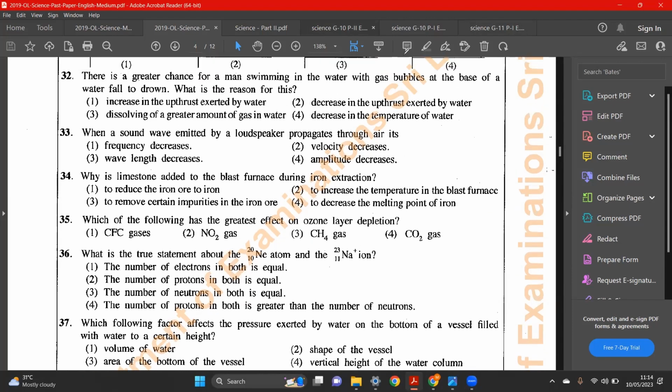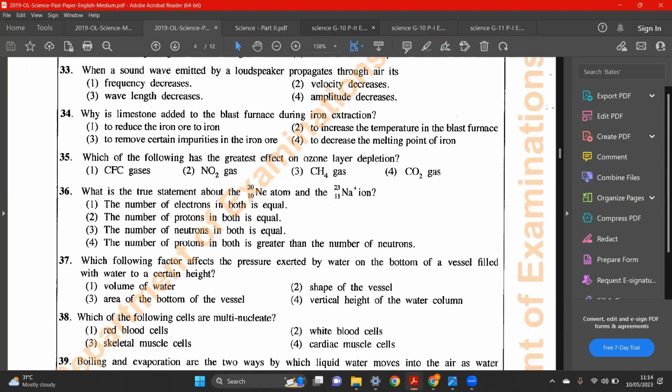Okay, so the 32nd one, it's option number 2. Because if you're swimming right under the waterfall, there's a decrease in the upthrust because the waterfall's power is much more. Okay, all right, then 33. When a sound wave emitted by a loudspeaker propagates through air, what happens?